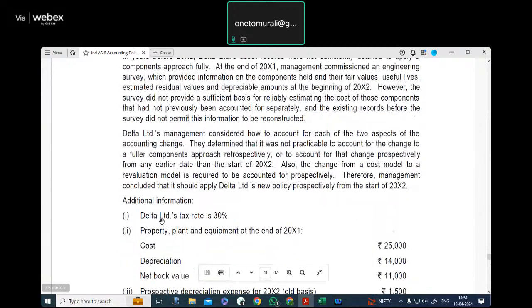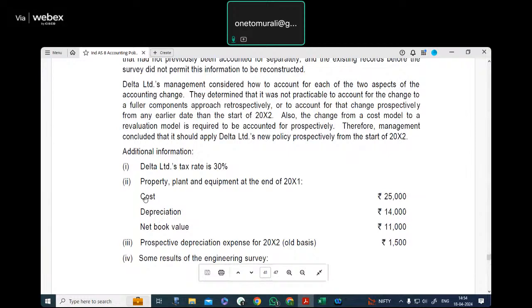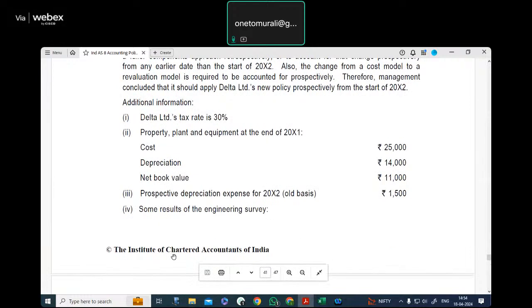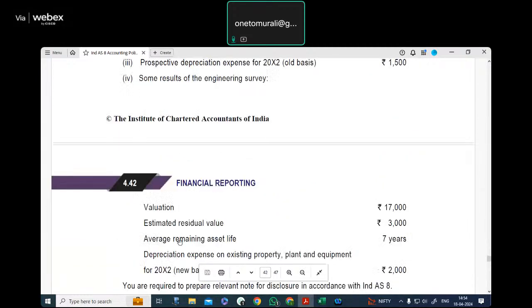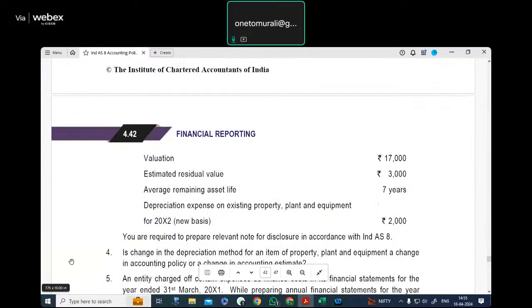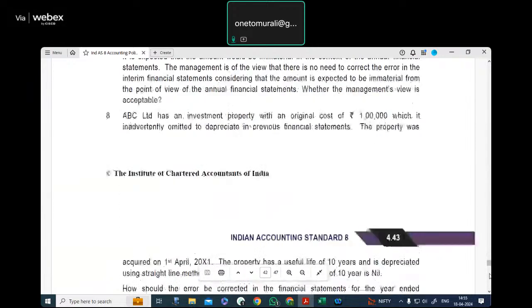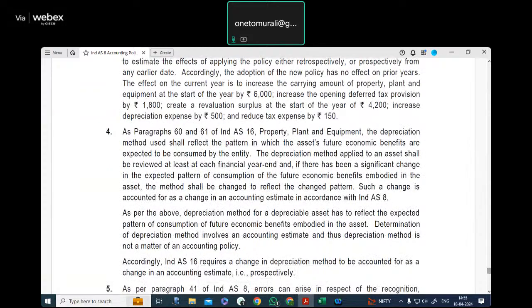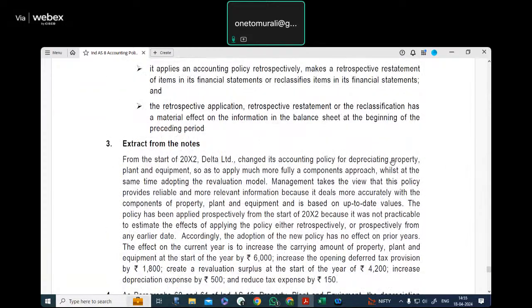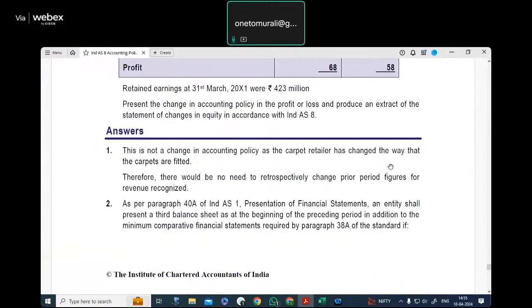Additional information: tax rate 30%. Property, plant and equipment at the end of 20X1: cost 25,000, depreciation 14,000, net book value 11,000. Prospective depreciation expense, old basis, 1,500. Some results of the engineering survey: valuation 17,000, estimated residual value 3,000, average remaining asset life 7 years, depreciation expense on existing property, plant and equipment under new basis 2,000. You are required to give the relevant note for disclosure in Ind AS 8. So understand that it is not a question on computation, it is a question of discussion. So now let us take up that particular part.